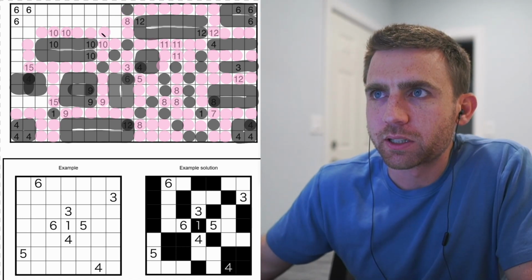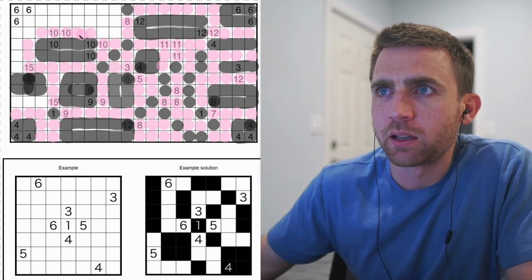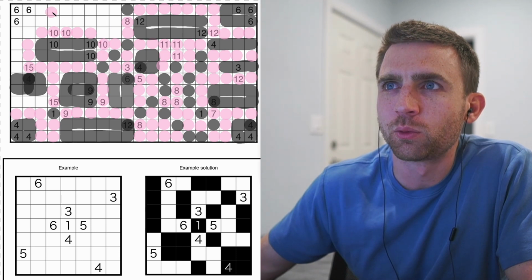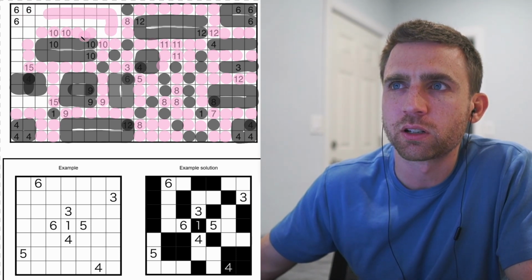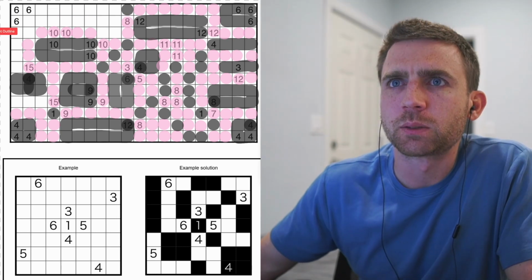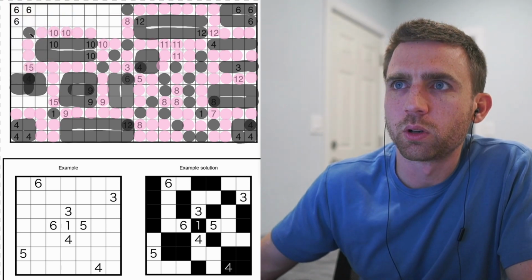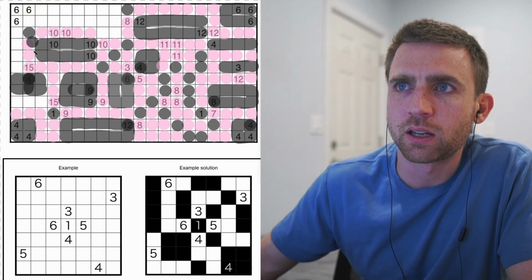So I believe next I began to think about this 10 and how it could connect to these 10s, because it didn't really look like we had enough space for unshaded regions here to both capture the 10s and the 8. I suppose off the bat, let's do one more thing. Let's throw a shaded right here because we can't have the 10 connected to the 15.